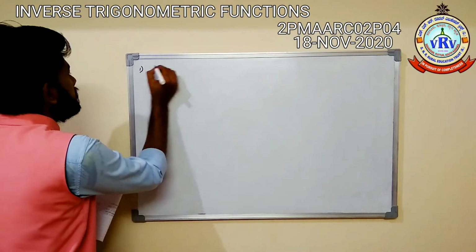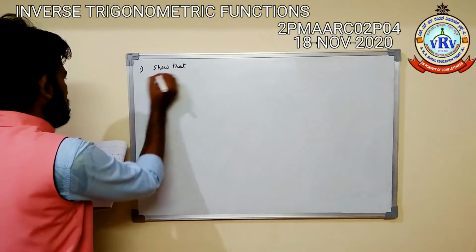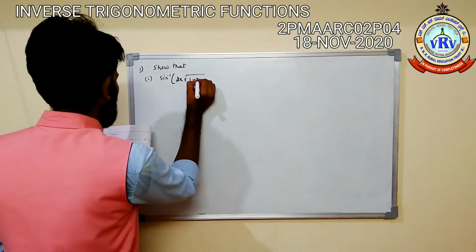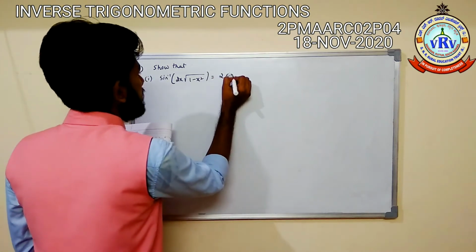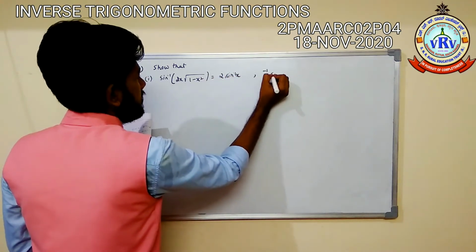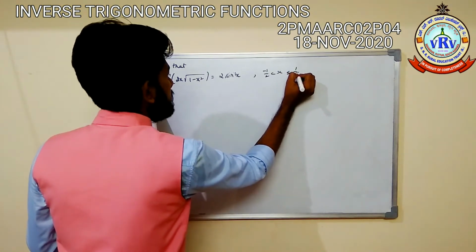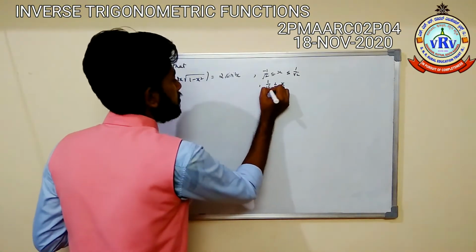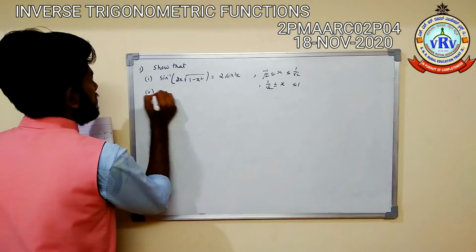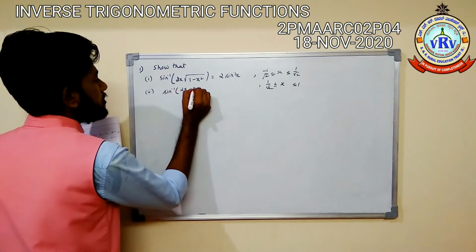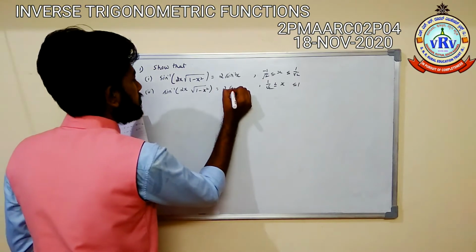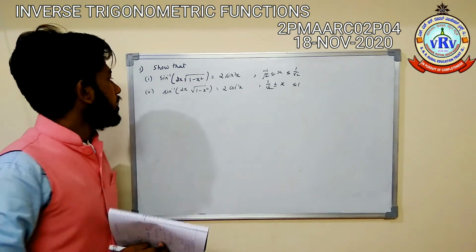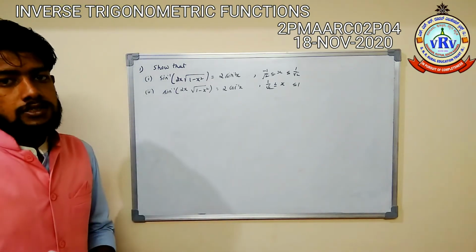The first problem is, show that, first one, sine inverse of 2x root 1 minus x square is equal to 2 sine inverse of x, where x lies between minus 1 by root 2 and plus 1 by root 2. If x lies between 1 by root 2 and 1, then this same sine inverse of 2x root 1 minus x square is equal to 2 cos inverse of x. So I will solve the first one. Similarly, you can solve the second one.